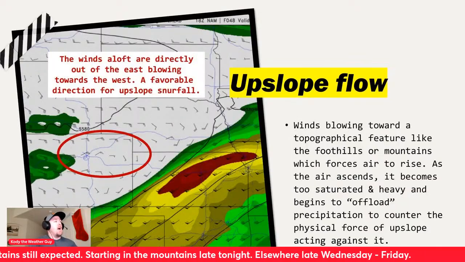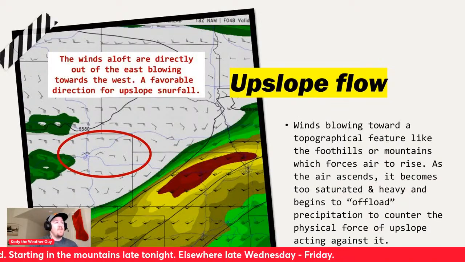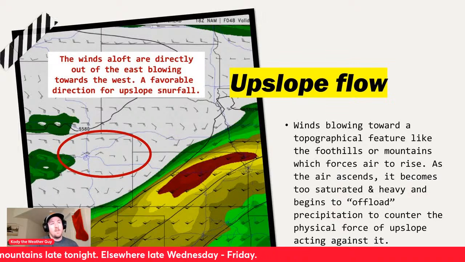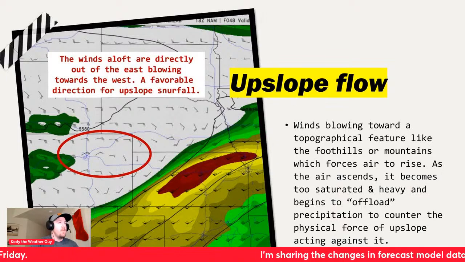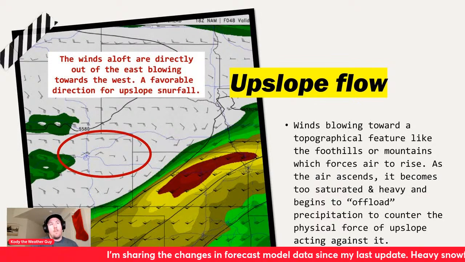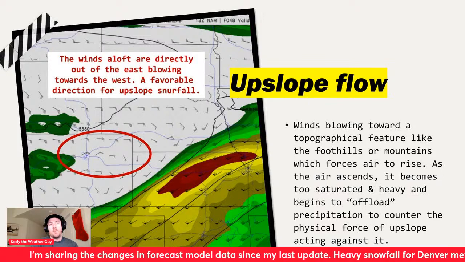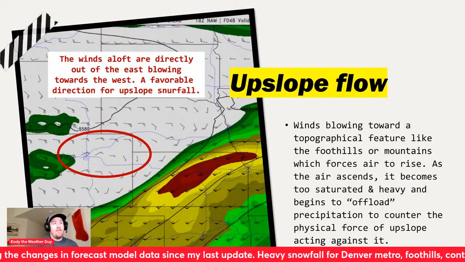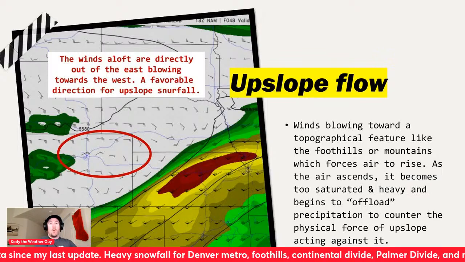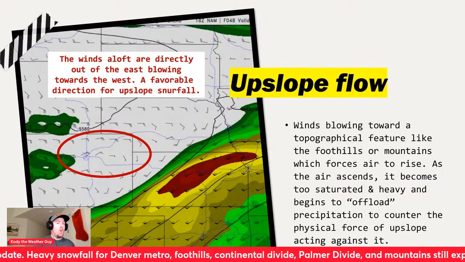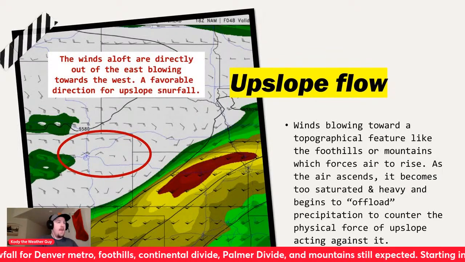The next thing I want to talk about is upslope. So we've seen a pretty interesting trend in the forecast models today. For those of you newbies that are not familiar with local climatology, upslope is when we get winds that blow towards a topographical feature like the foothills or the mountains, and that forces air to rise. So when you push a bunch of air up against the mountains, up against the Rockies, the only direction it can go is up. Okay.